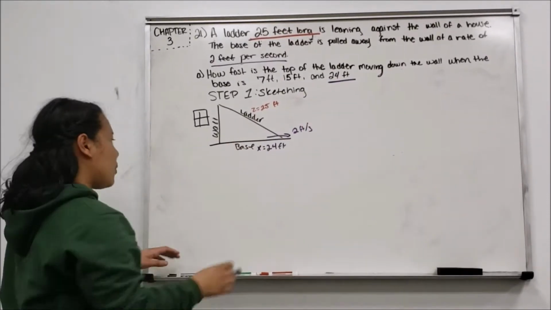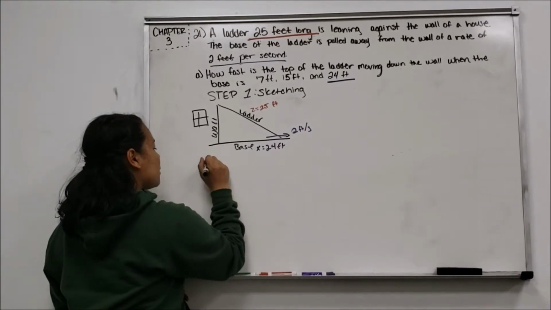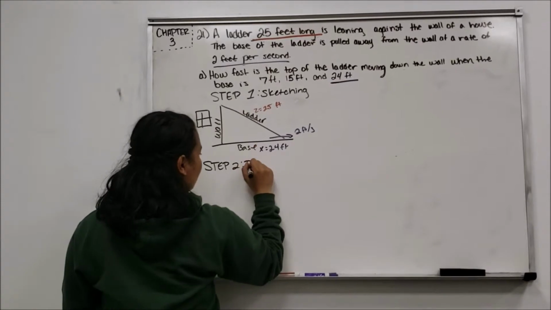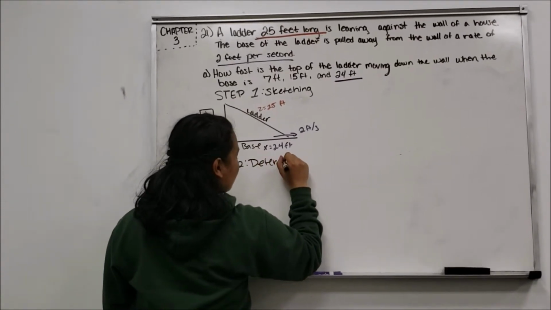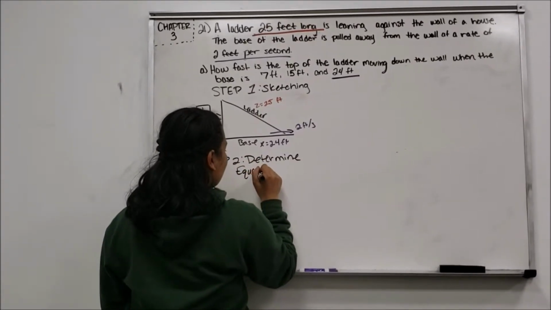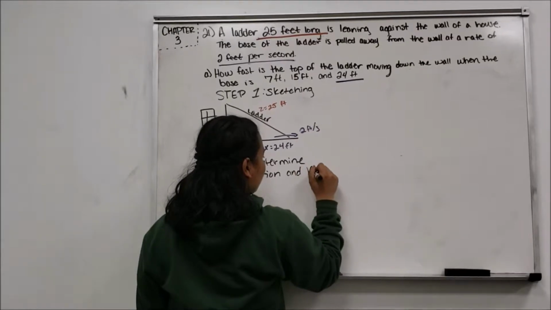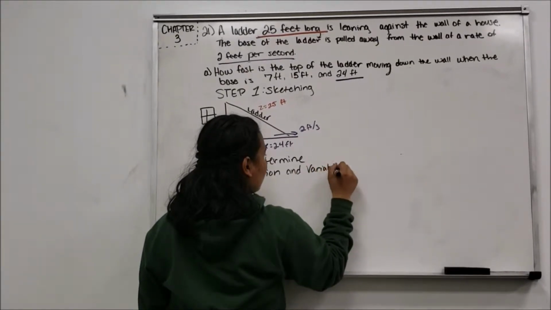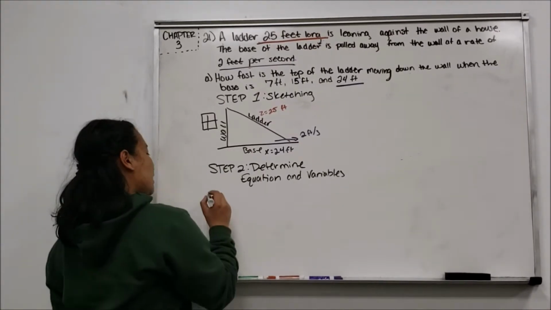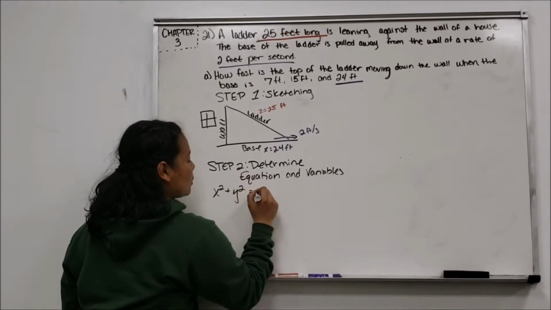Okay, now we're going to move on to step 2, and step 2 is to determine your equation and variables. Alright, so our equation is still going to be the same. X squared plus y squared equals z squared.